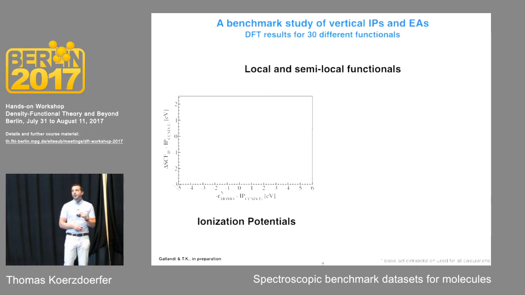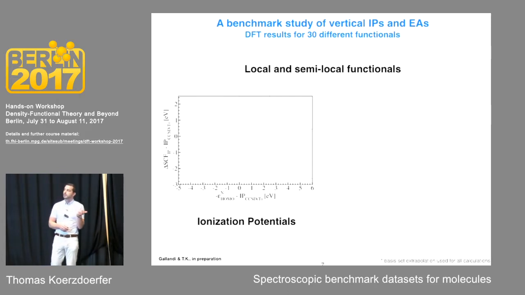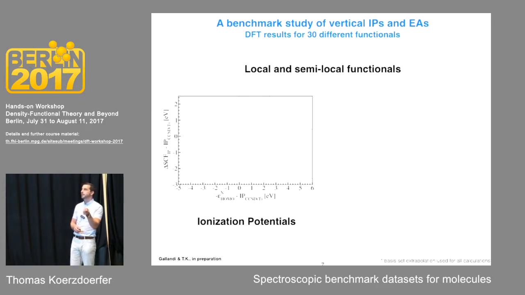Now let's compare DFT functionals. We did 30 different DFT functionals. This is a lot of data, so I want to show it in a certain way. There are two ways you can do the IP or the EA calculation using DFT. One way is you do a delta SCF calculation. You do the calculation for the neutral, for the cation, for the anion, and you take the energy differences. In this way, you get the IPs and EAs.